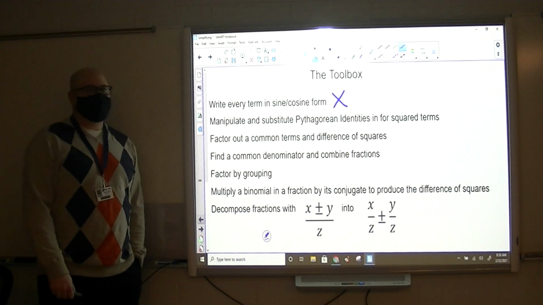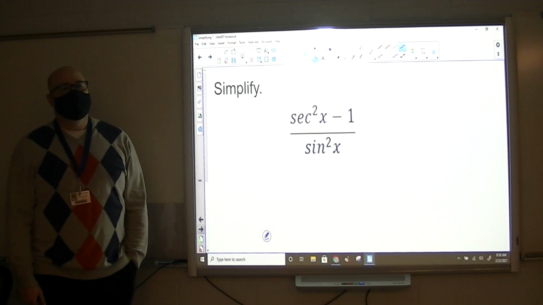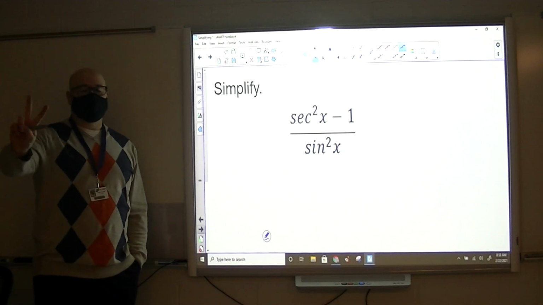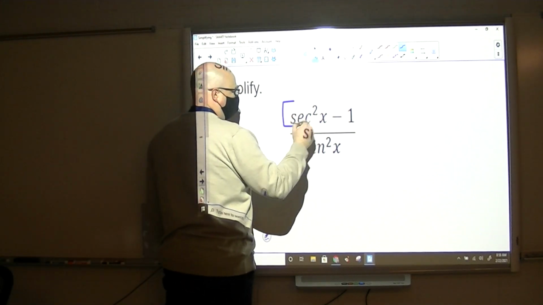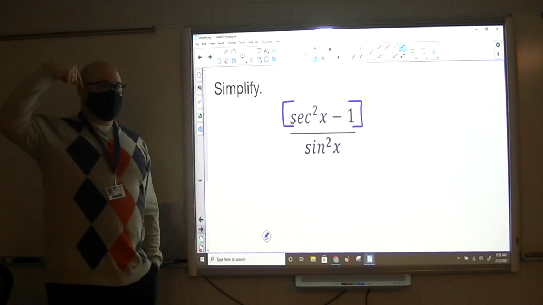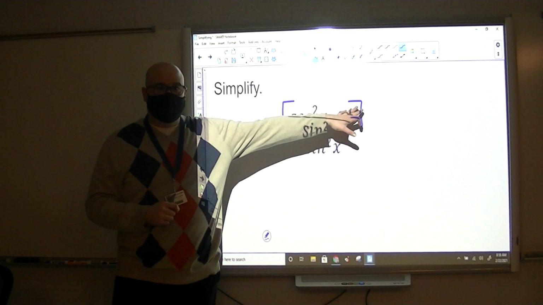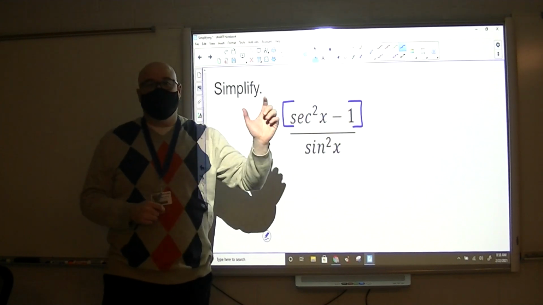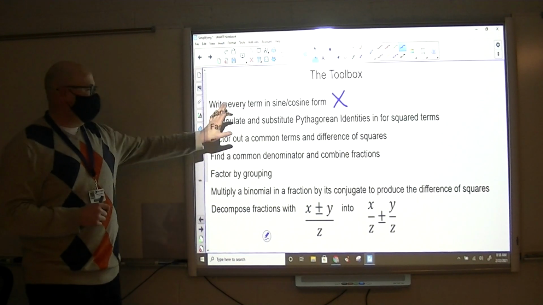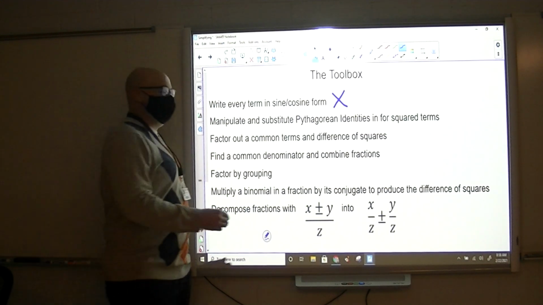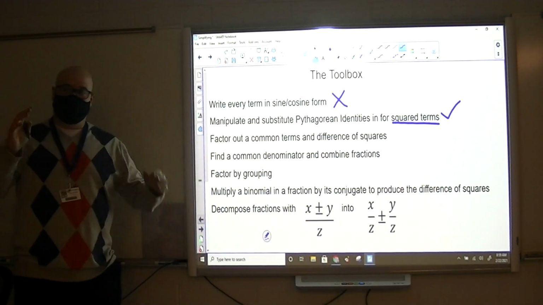Manipulate and substitute Pythagorean identities in for squared terms. Do we have squared terms? Certainly do. Okay? We've got two squared terms, right? But one of them should send the bells and whistles going off in your head, because secant squared and the number 1 show up in one of our Pythagorean identities. Okay? So before I go through the rest of this, understand that this is definitely something we want to consider. A squared term with the number 1.